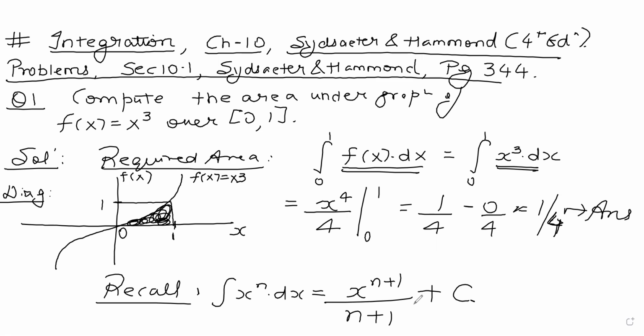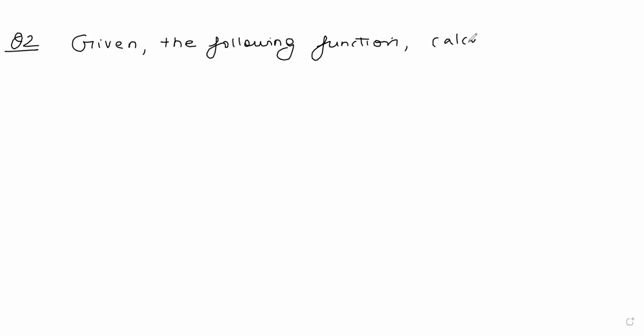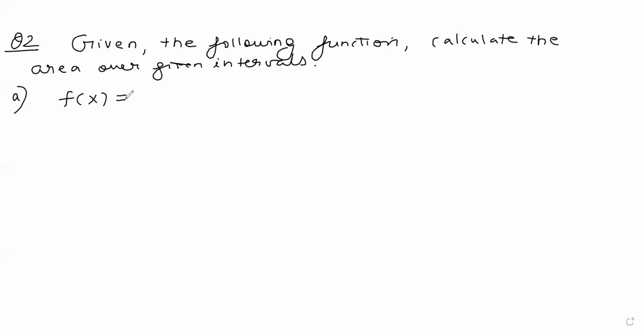Then, let's quickly look at the second question of the same exercise, which is as follows. Question 2. Given the following functions, calculate the area over the given intervals. The first part is f of x is equal to 3x square over the interval 0 to 2. Can we quickly find the area?